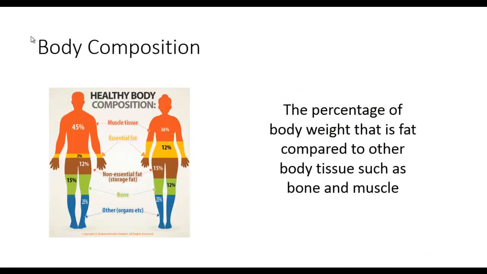All right, body composition. The best way to think of this is just what is your body made of? It's that simple. Body composition is a percentage of body weight that is fat compared to other body tissue such as bone and muscle. If you take a look at the example on the left here, it's just breaking down what your body's made of. It has a male and female example.